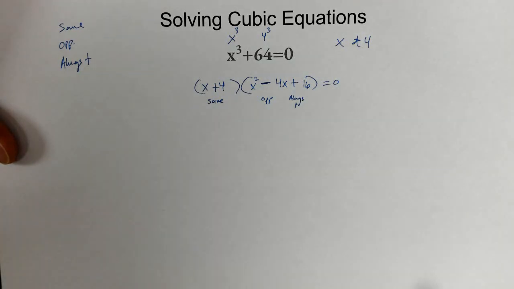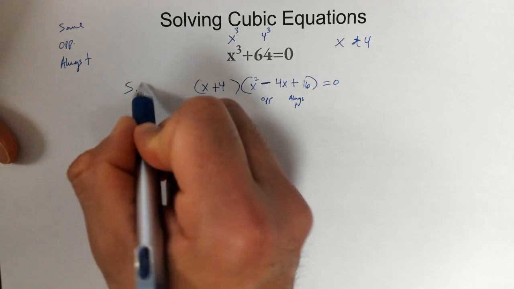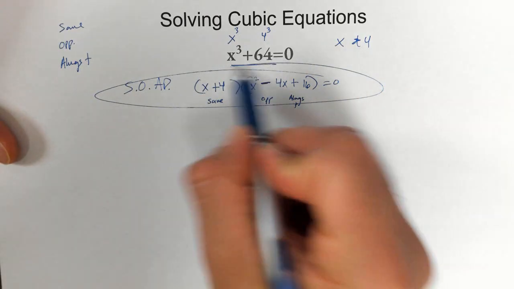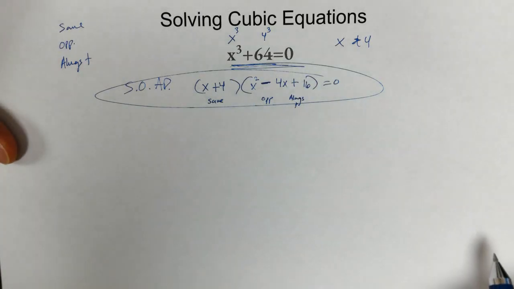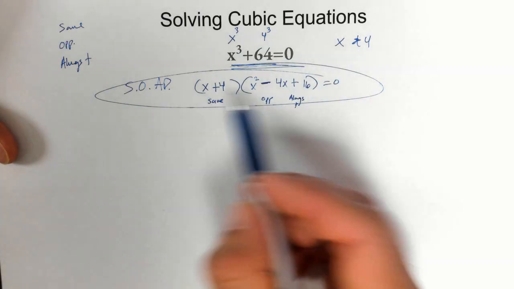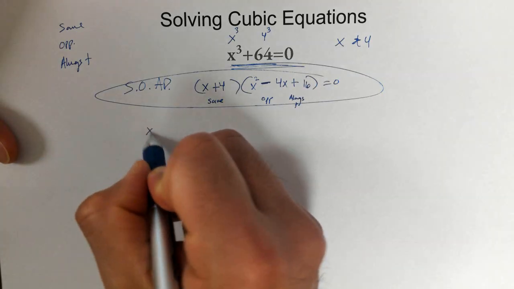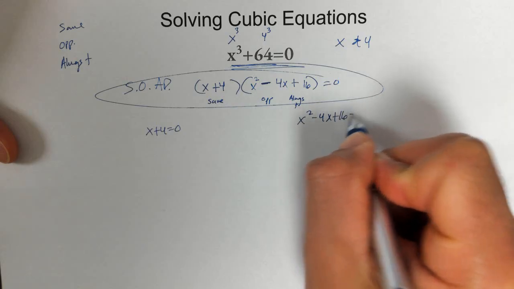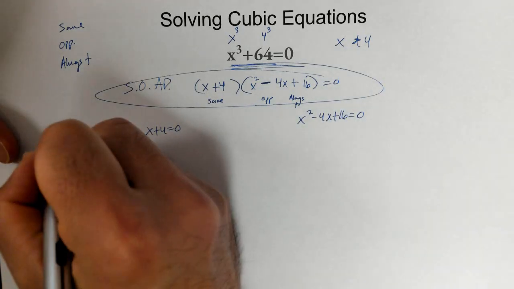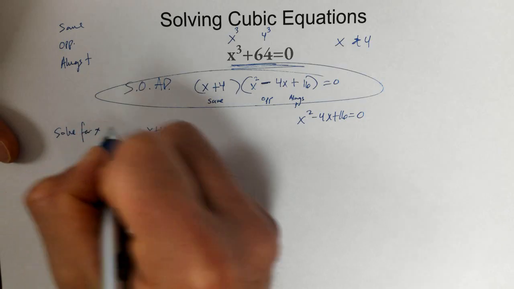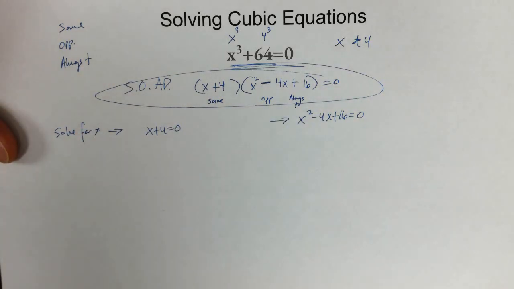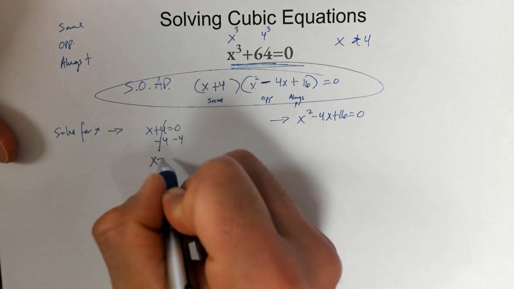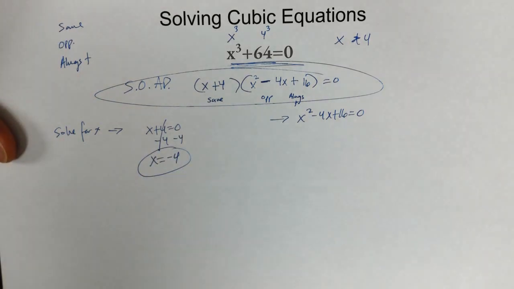This is the SOAP method, right? This is what SOAP is all about. I am able to identify the factors of the sum or the difference of a cubic polynomial. Once I find the factors, my goal is to separate these and solve them separately. Now I just have to solve for x, here, and here. Since I'm dealing with a linear, I subtract 4 on both sides. x equals -4. That's the first solution.